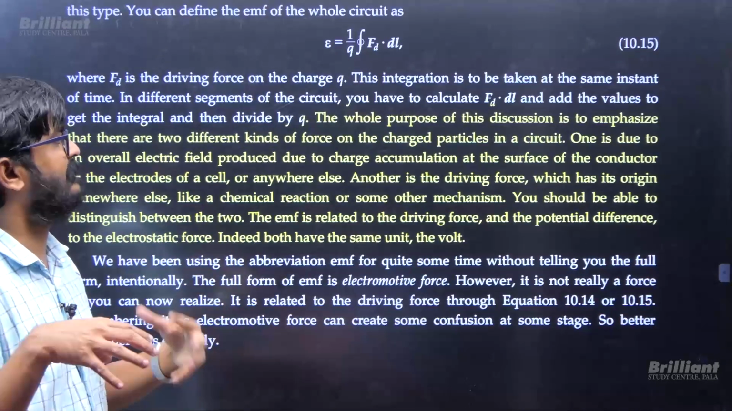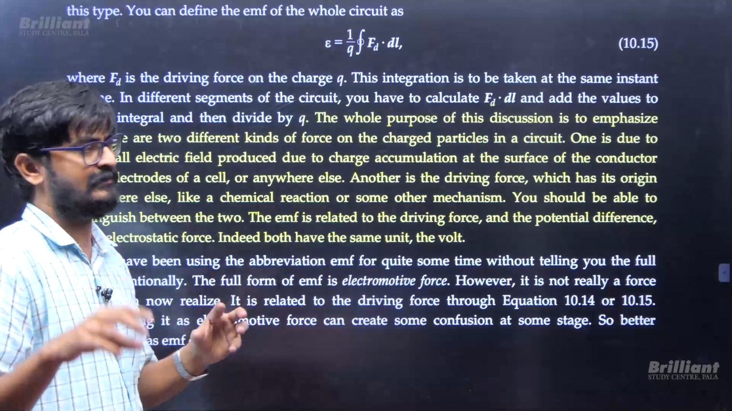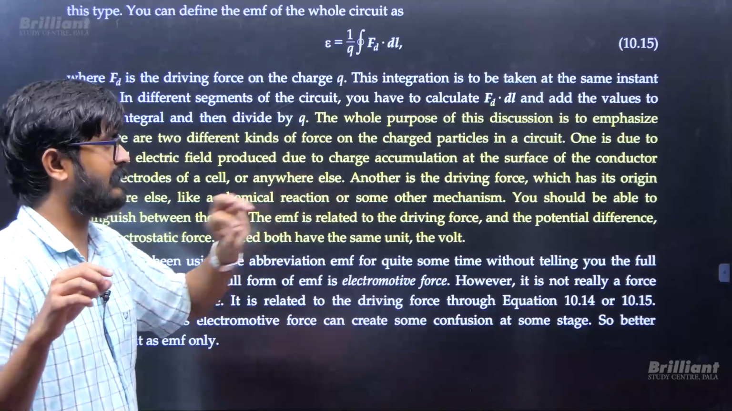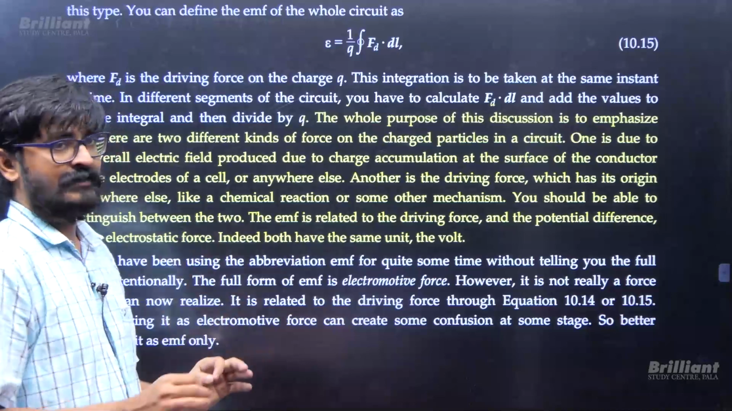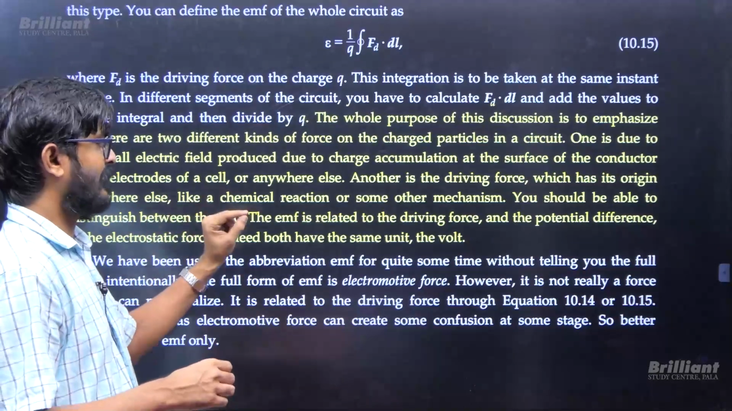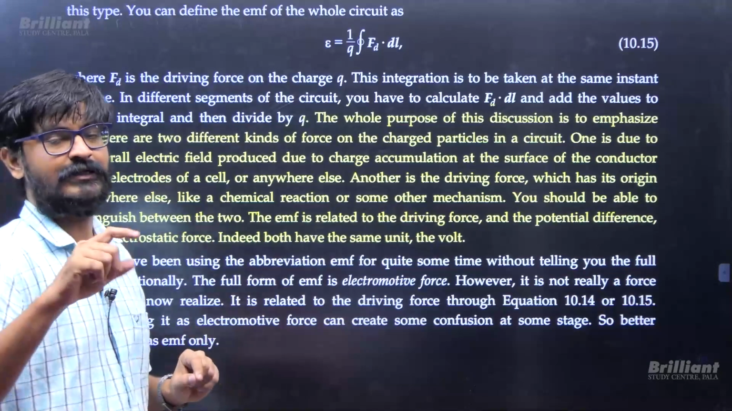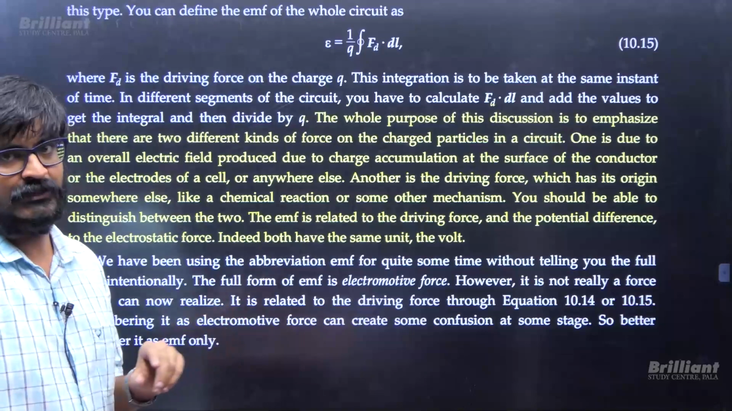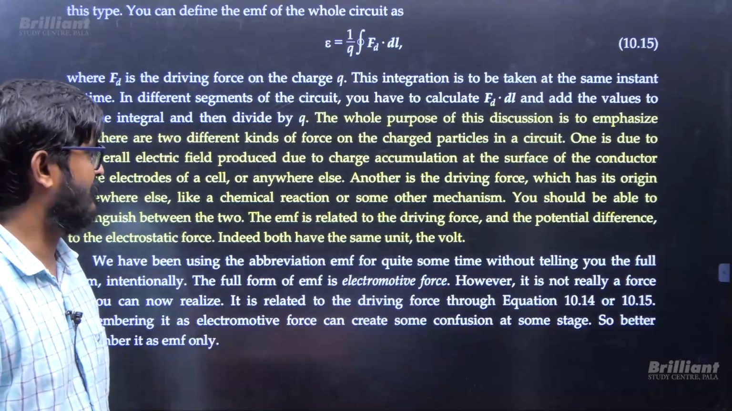The whole purpose of this discussion is to emphasize that there are two kinds of forces on charged particles in the circuit. One is due to the overall electric field produced by the charge accumulation at the surface of the conductor or the electrodes of the cell or anywhere else. Another is the driving force, which has its origin somewhere like a chemical reaction or some other mechanism. In this situation, it is a chemical reaction, but in case of induced electric field, EMI, or motional EMF, it is a magnetic field thing, right?